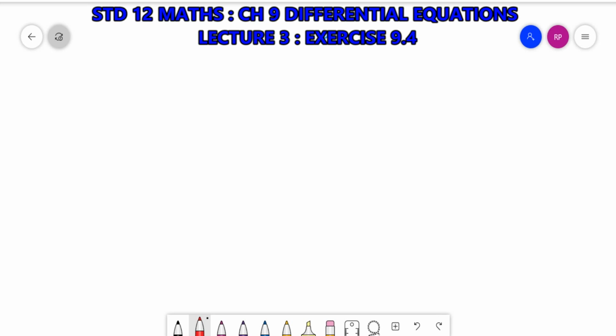Hello students, welcome back. I am Rinkesh sir and today we are going to start with exercise 9.4 of chapter number 9, that is differential equations. Here we will use a new method to find the general solution or particular solution, that is the variable separable method. Okay, so let's start with the exercise.